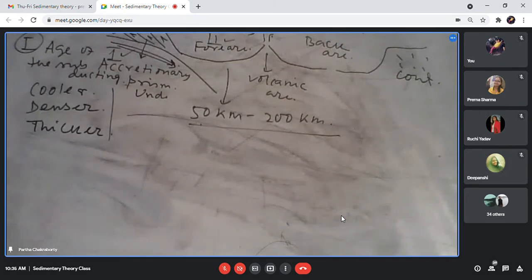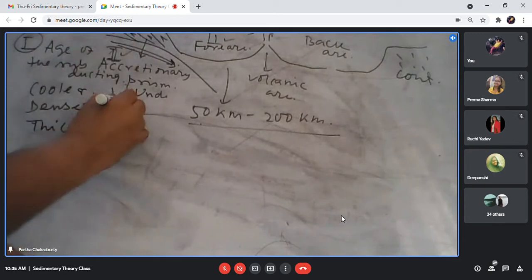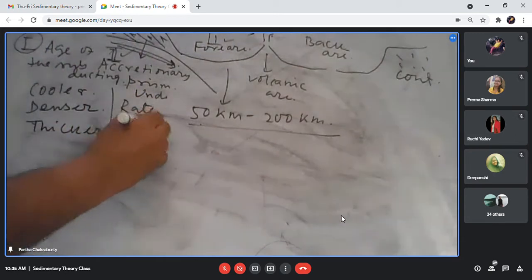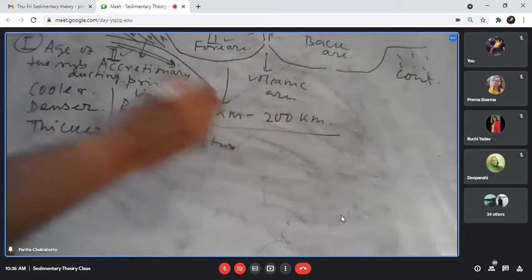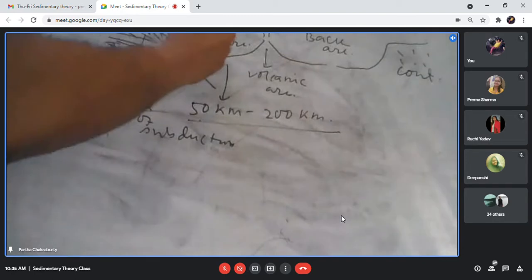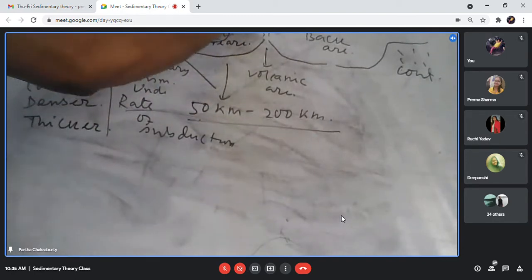Now there are two things here. One is for plate 1, that we call the rate of subduction. And another thing, what we will talk about for plate 2, that we call the rate of convergence.